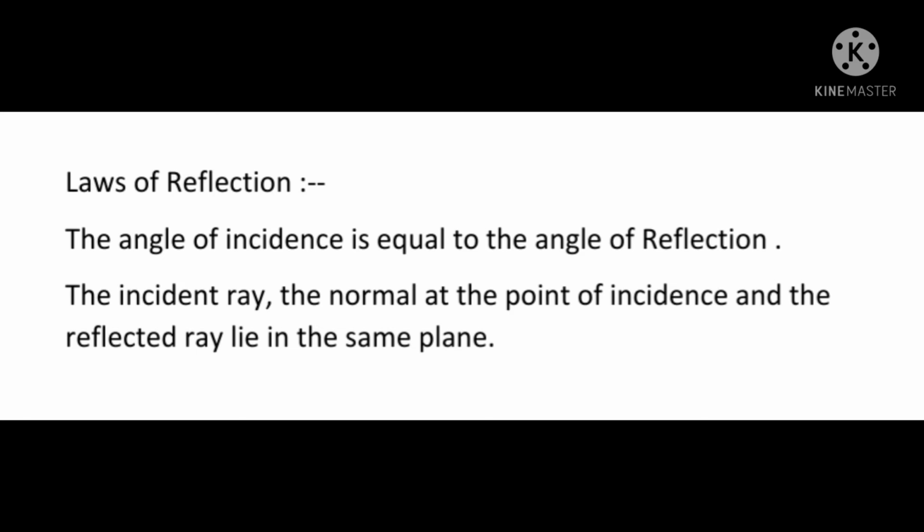So, there are two laws of reflection. First, the angle of incidence is equal to the angle of reflection, and second, the incident ray, the normal at the point of incidence and the reflected ray lie in the same plane. Next we will see definitions of terms related to reflection.